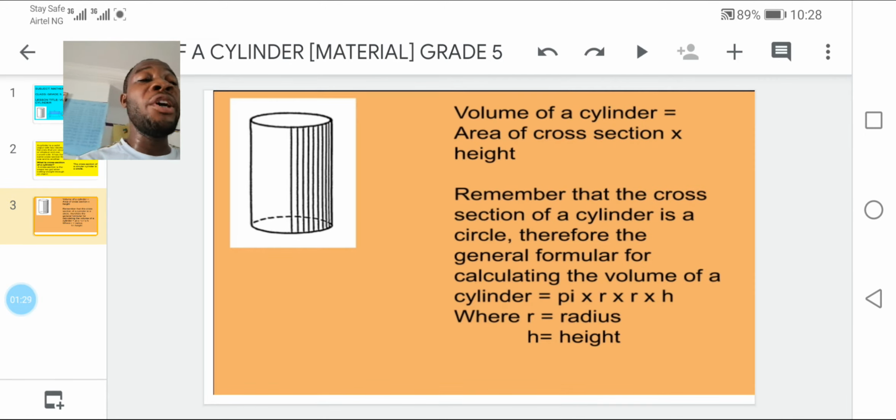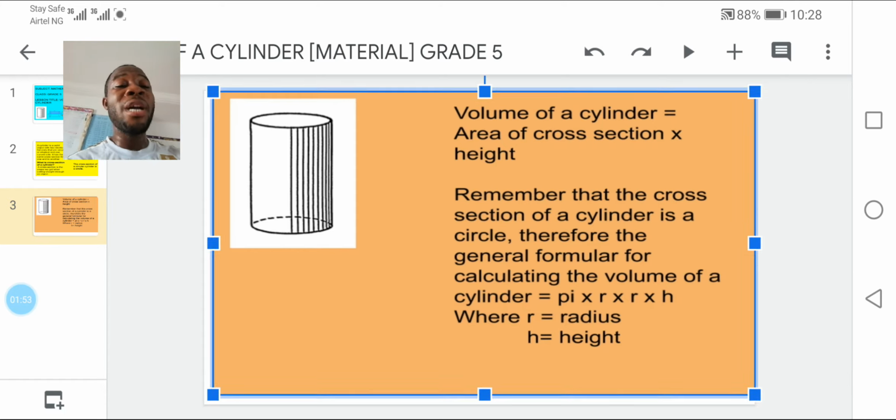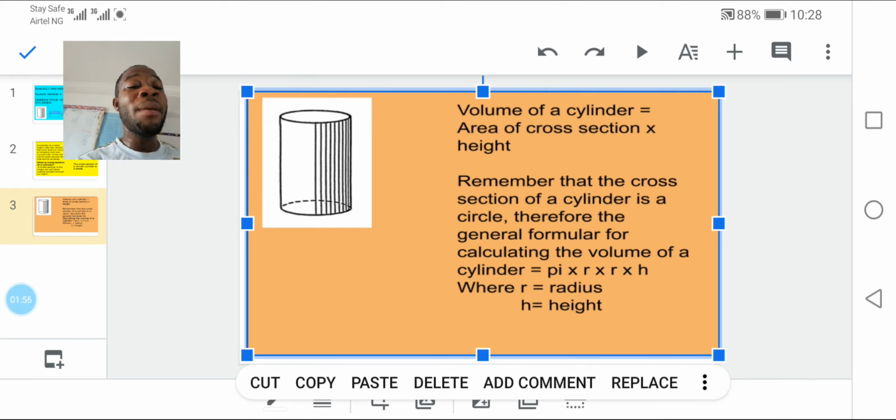Now, to calculate the volume of a cylinder, you will use the formula area of the cross-section multiplied by height. Do not forget I said that the cross-section of a cylinder is a circle. So that means we are calculating the area of a circle multiplied by height. And how do we calculate the area of a circle? We use the formula pi r squared.